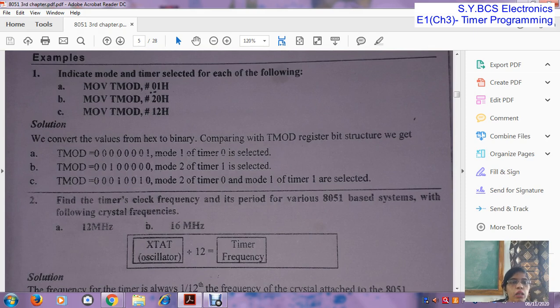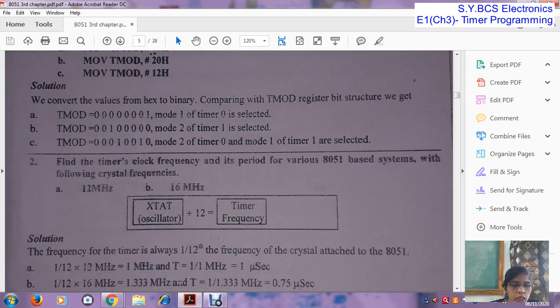So depending upon which timer and which mode we have to use for programming, we can load the TMOD register with a particular value. Okay, so this is all about the TMOD register.